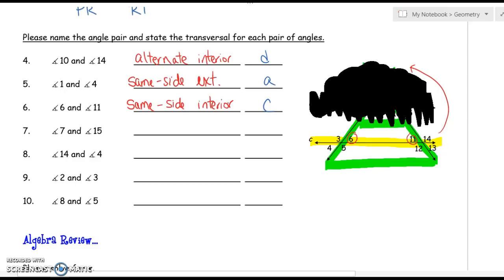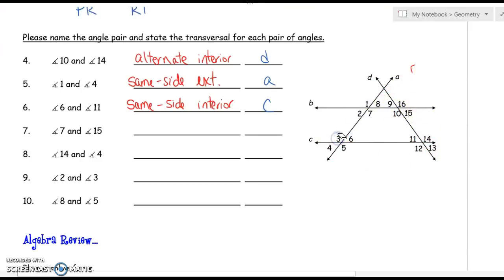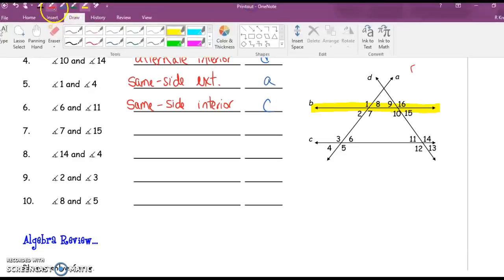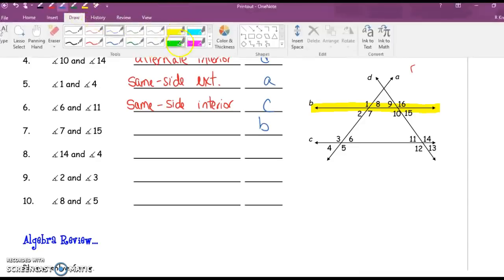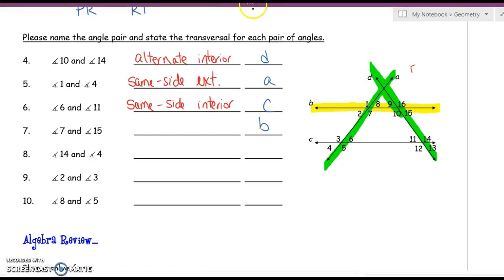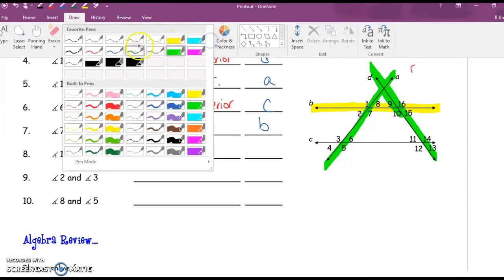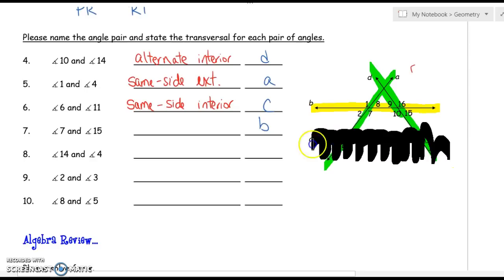Then we got 7 and 15. So let's erase all this craziness and see what we got. 7 and 15, the line that touches both 7 and 15 is this line here, B. So B is going to be our transversal. Then the other lines that touch those same angles: line A touches 7 and line D touches 15. We're not really dealing at all with line C, so we're going to kind of cover that up. We're going to cover up the bottom part of this picture.